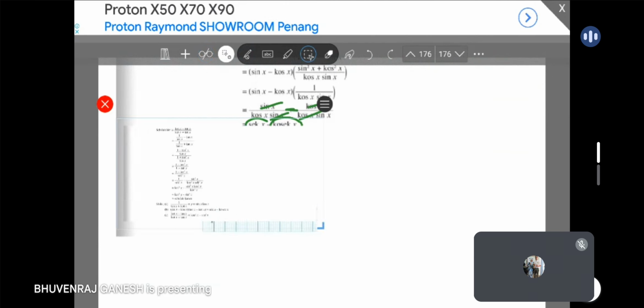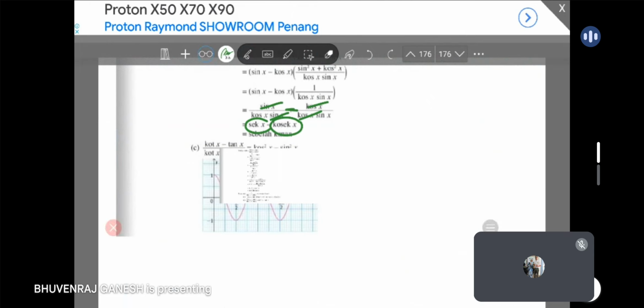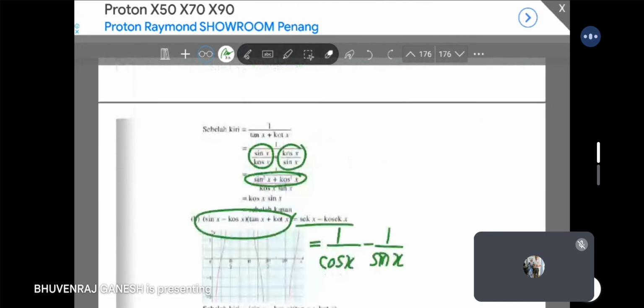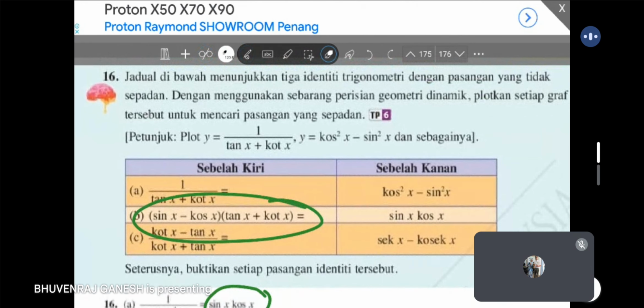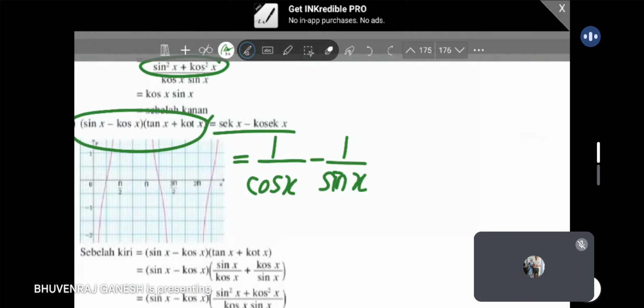Okay, the proving part is not hard, guys. Tak susah. You must just get the correct idea. Kena ada idea yang betul. Okay, so the last one. This question, they ask you to show this equation, guys. Kamu kena tunjukkan yang ni pula. Alright, wait.